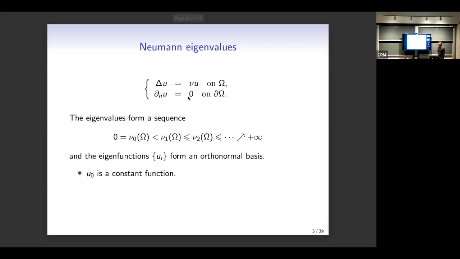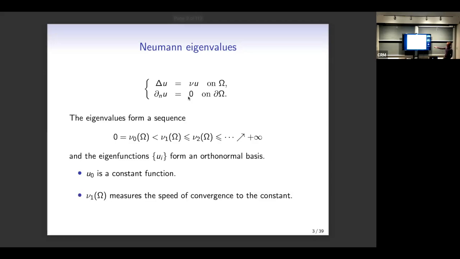As I told you, u zero is a constant function, and that's the underlying reason for why heat becomes equidistributed: it converges to the zero eigenfunction. Yes, omega is bounded. For me, omega is bounded, smooth, connected, so that there's only one constant function.